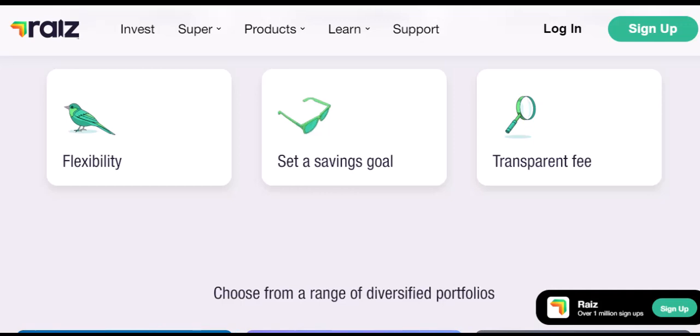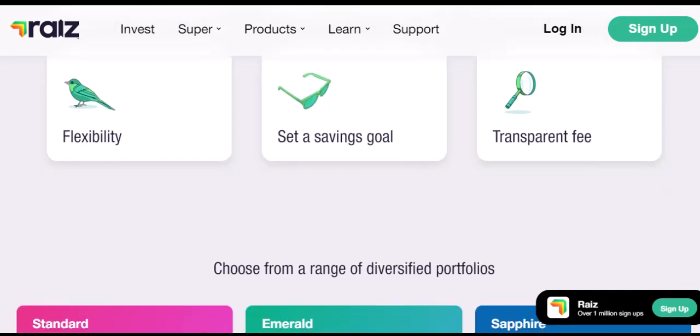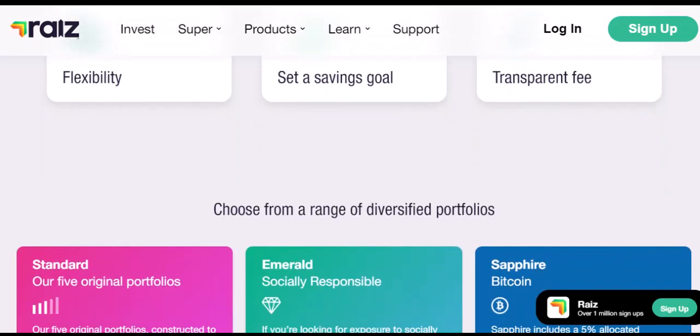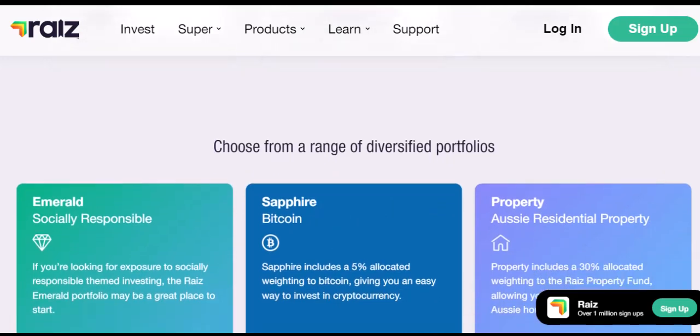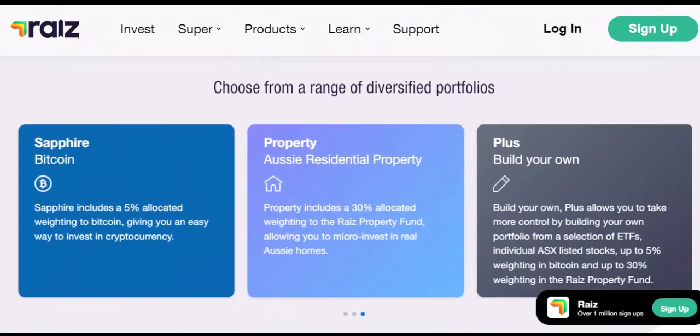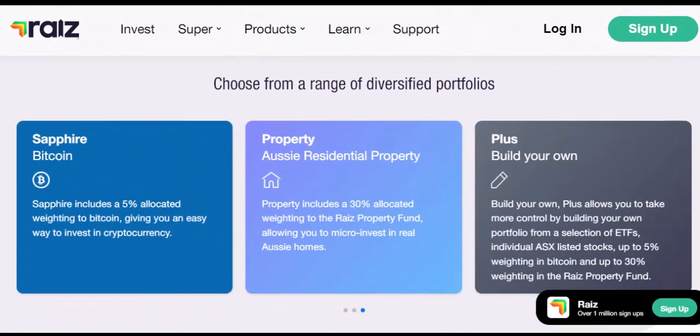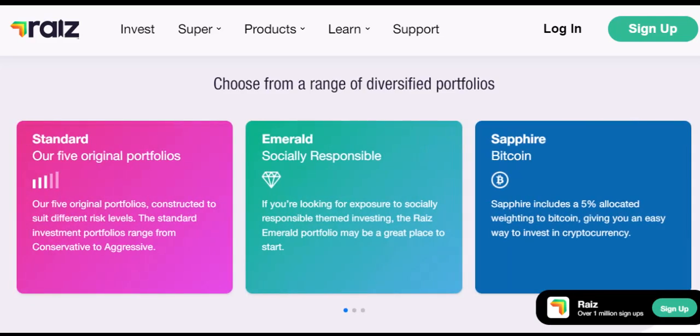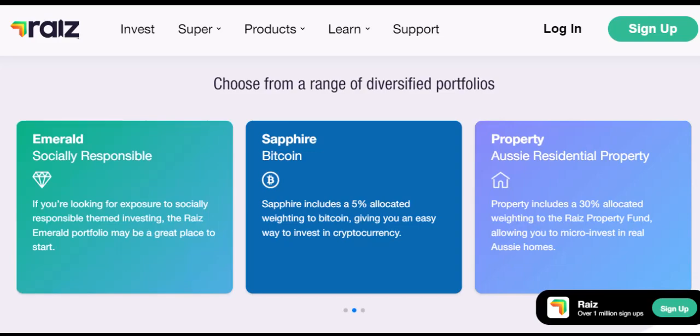Remember, investing is a marathon, not a sprint. Raiz Invest is a fantastic tool for those just starting out, with its micro-investing options and low fees. But before you dive in, do your research, understand your risk tolerance, and set realistic expectations.